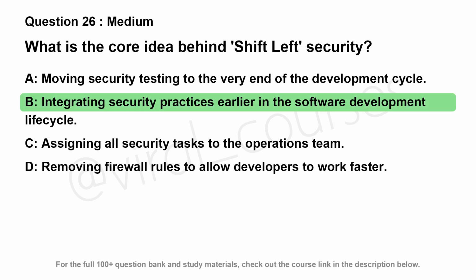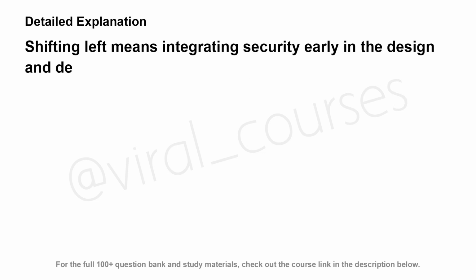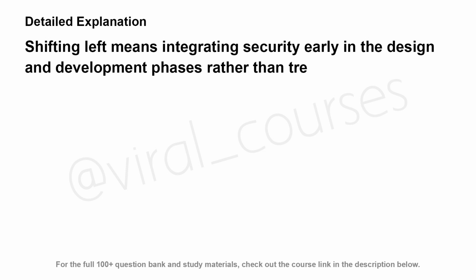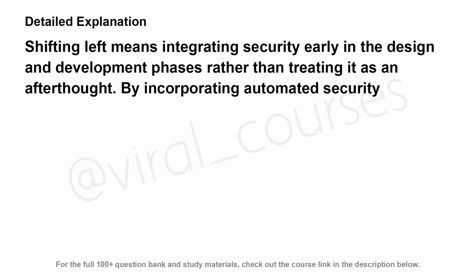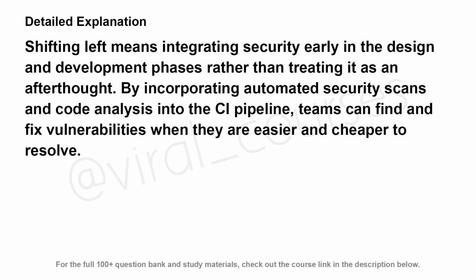The correct answer is B. Shifting left means integrating security early in the design and development phases rather than treating it as an afterthought. By incorporating automated security scans and code analysis into the CI pipeline, teams can find and fix vulnerabilities when they are easier and cheaper to resolve.